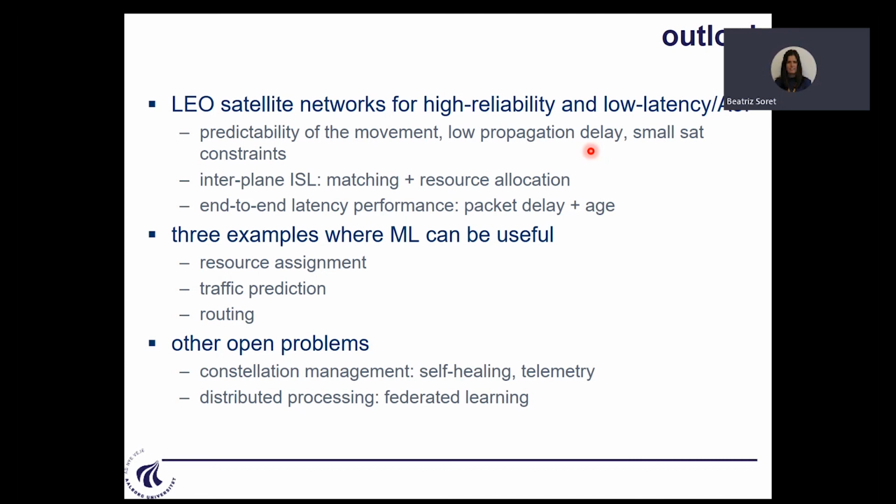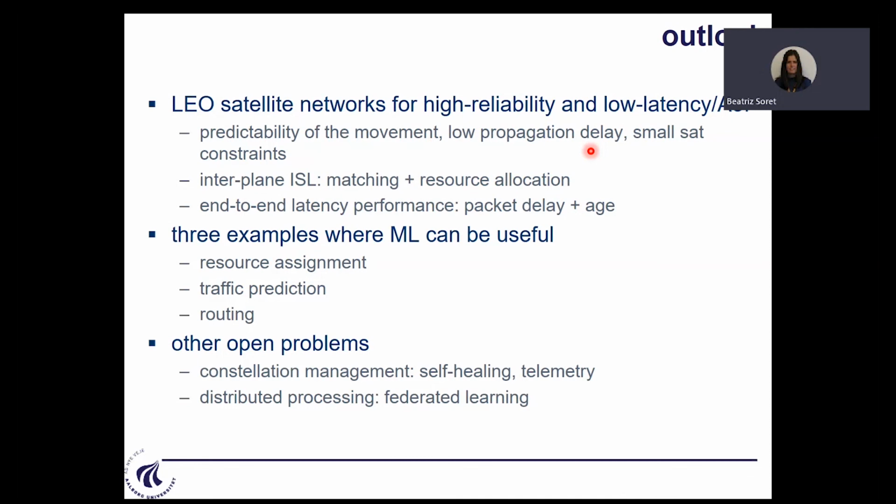But there are other open problems, and maybe after this talk you have also some other ideas. For the constellation management, I think this will play an important role. So everything related to self-healing and telemetry and management of the constellation, it's too complicated right now because you have this connection to the ground stations that last for a few minutes, and it's too many things you have to do in these few minutes.